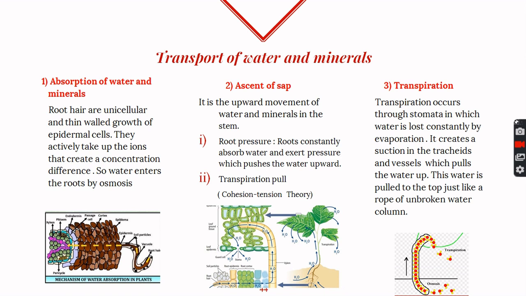As a result, a suction pull is created, which causes tension in water. Now there are forces of cohesion between the particles of water, that is, they are strongly held and they all move together. So because of those cohesive forces, the whole water column is pulled up. As a result, water starts moving in the upward direction just like a rope of unbroken water column. So we see that transpiration helps to produce a suction pull which pulls the water from the roots to the uppermost part of the plant body.